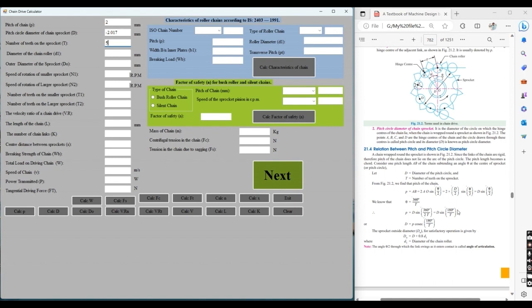Why does this value become this? Cosec means 1 over sine. So the calculation becomes this.